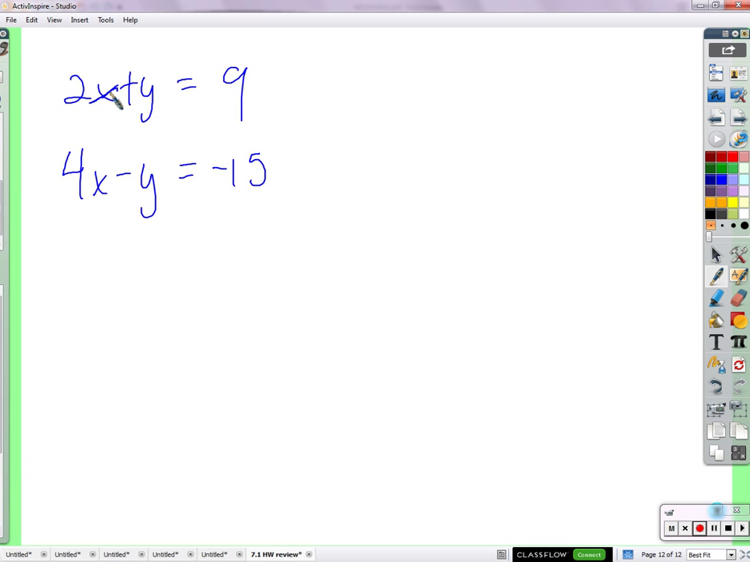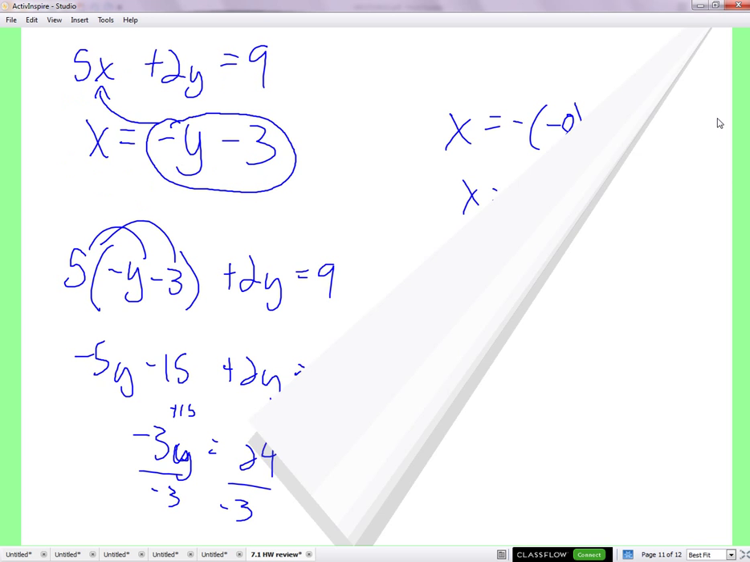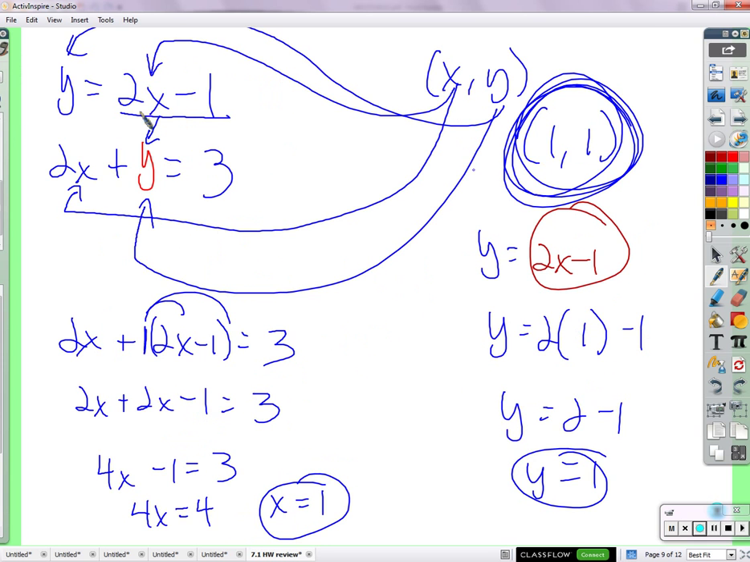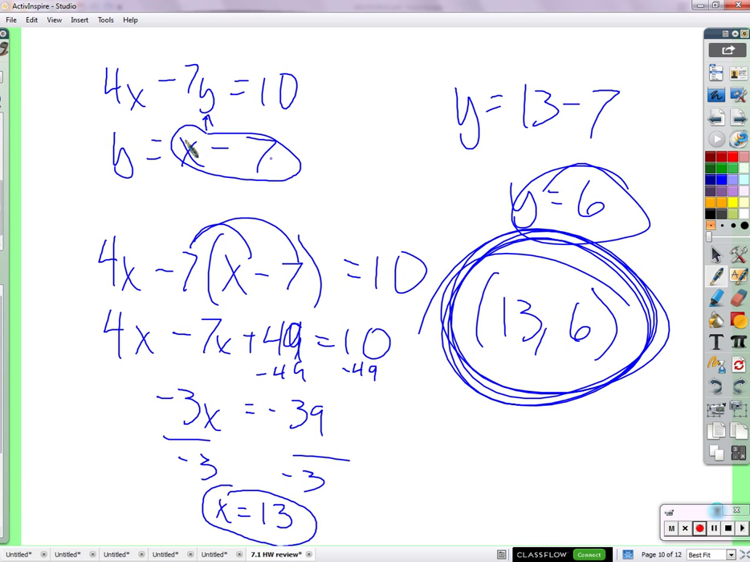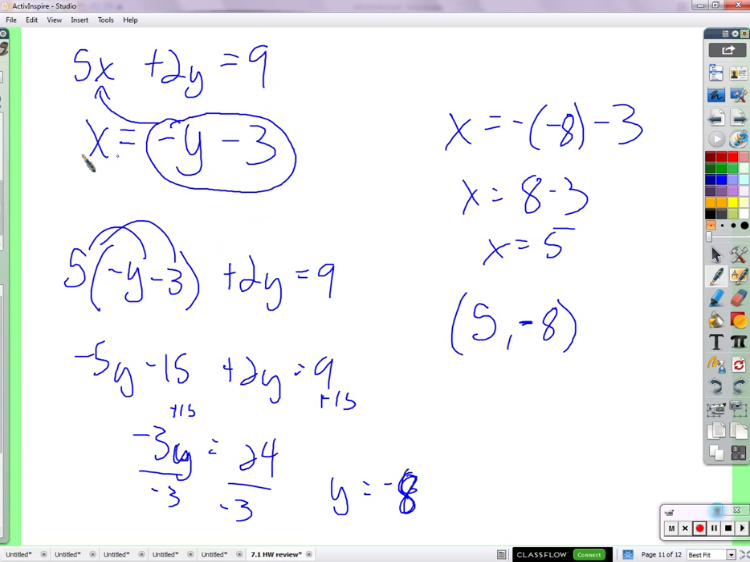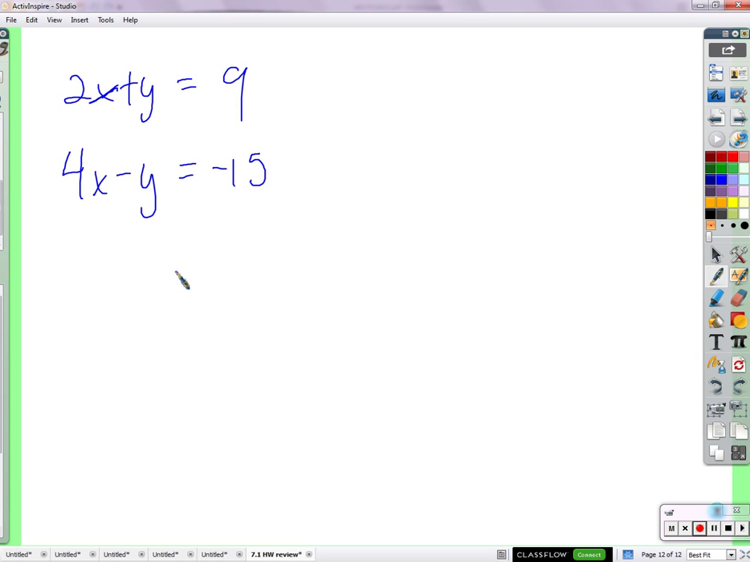Let me remind you of the previous three examples and what they gave us and what they're not giving us now. In the first system of equations, they said this y is the same as 2x minus 1, so you can replace that y with 2x minus 1. Here they're saying y is the same as x minus 7, so you can replace this y with that x minus 7. Here they're saying x is the same as negative y minus 3, so you can replace that x with a negative y minus 3. So here, how is this one different? It's not just saying, here's y, here's what x is equal to.